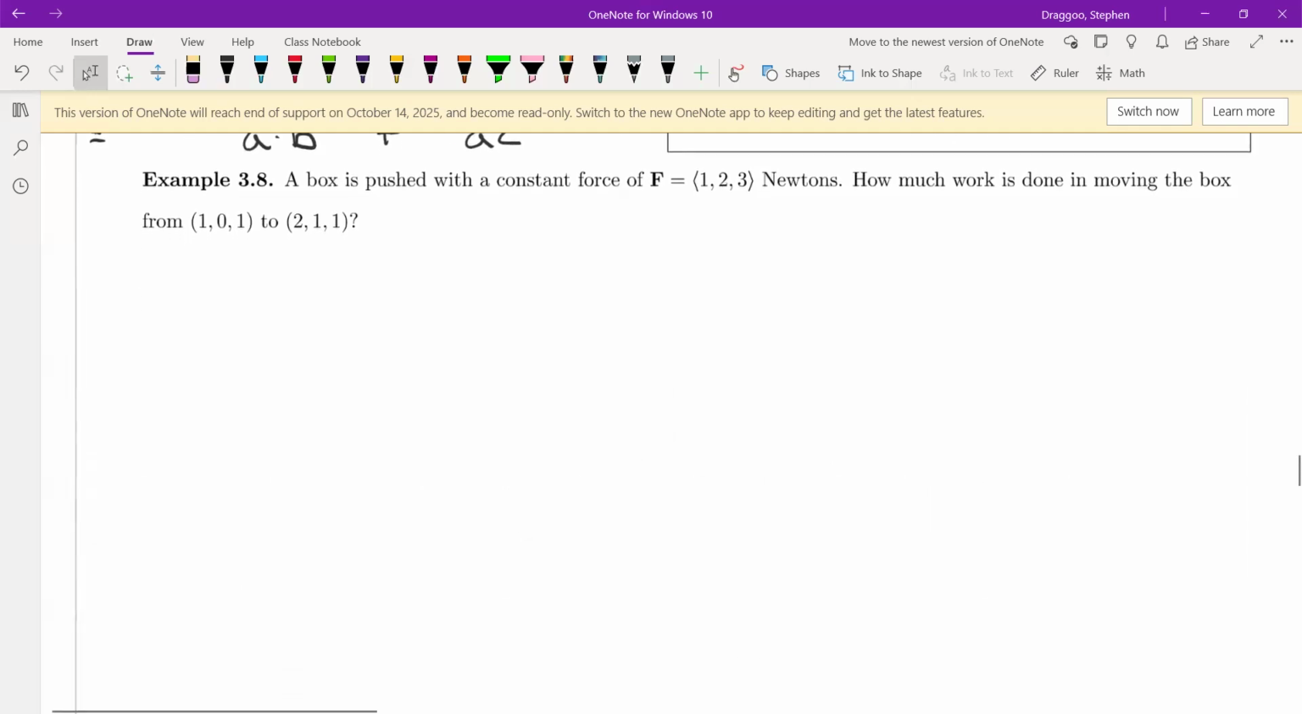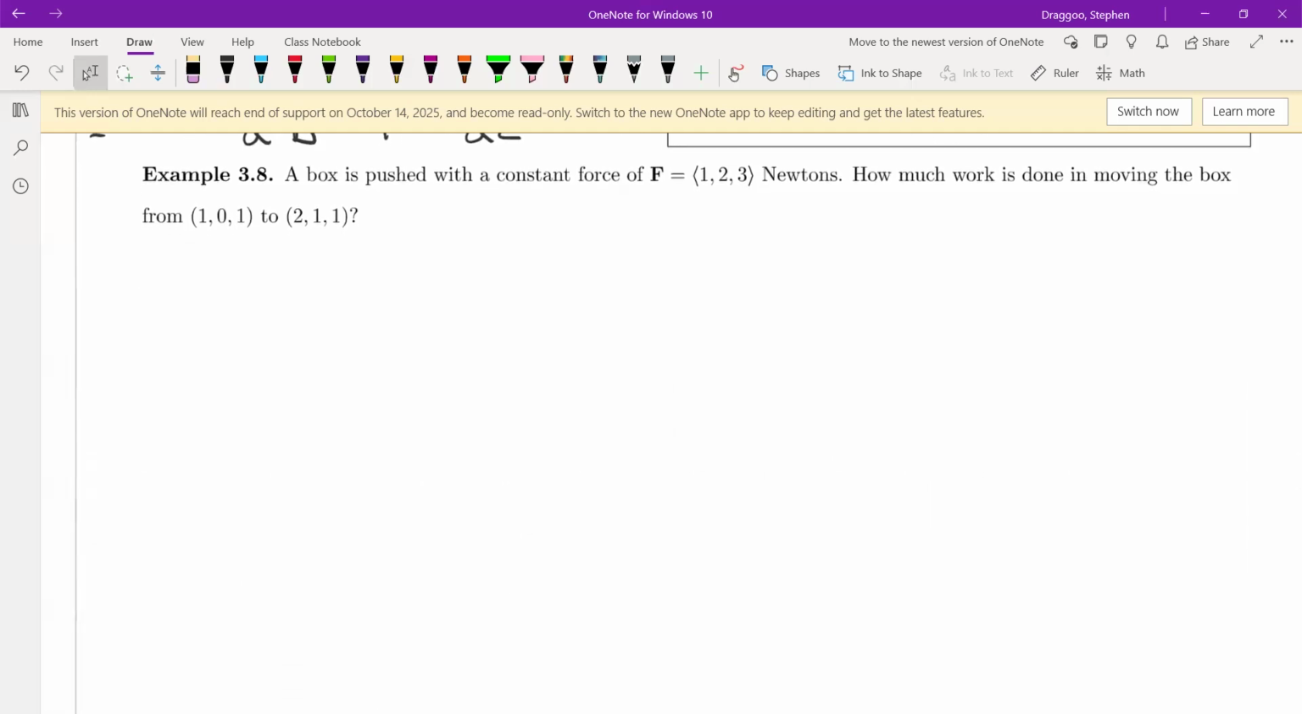So let's look at a new example. We have a constant force of 1, 2, 3 newtons. How much work is done in moving the box from 1, 0, 1 to 2, 1, 1? Well, I should calculate a displacement vector, which means I want my final point minus my initial point to find that displacement. So I'm going to want 2 minus 1, 1 minus 0, and 1 minus 1.